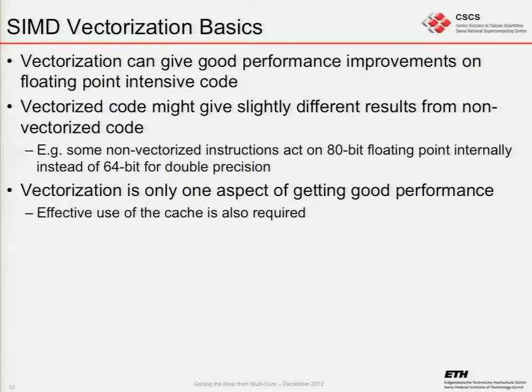But effective use of the cache is also required by changing that vector length and changing the number of iterations. You kept the same number of load stores and adds, etc., but you are now flowing outside of your cache. And you start to see a slowdown even though the vectorization is looking good.